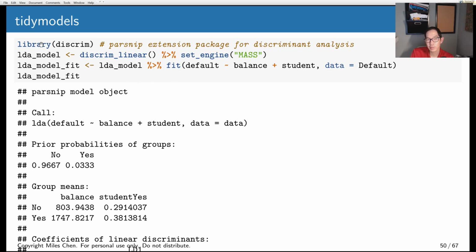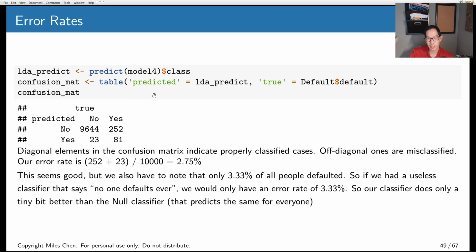I should say you have to install the library discrim. This is basically a Parsnip extension package for discriminant analysis. Parsnip is the tool in tidy models that translates all of our model specifications into whatever other language or package that we want to use. So here we're going to use set engine mass, same thing that we have here.